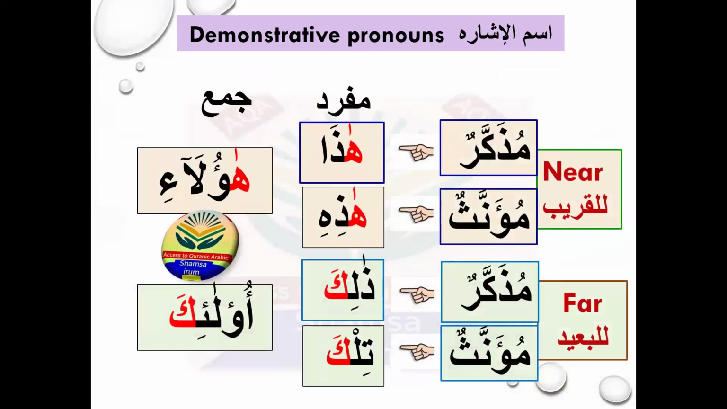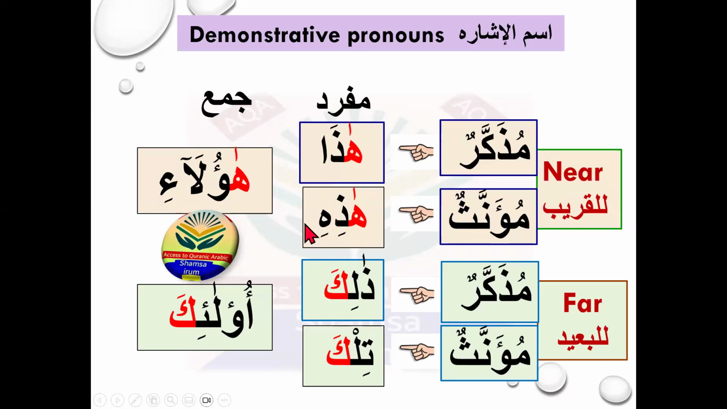So look, there are only 6 demonstrative pronouns that you have to learn. You have to give attention to these words. These are important demonstrative pronouns, and of these 6 words, 3 words are ishara lil qarib, and 3 words are ishara lil ba'id. So how can you memorize which one is for qarib, and which one is for the ba'id? I gave you the hint in that lecture.